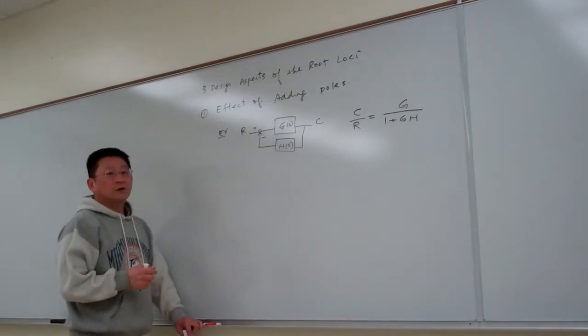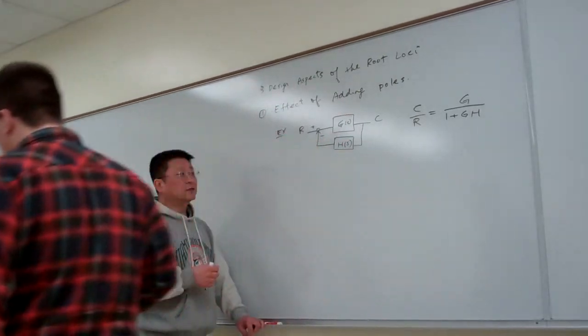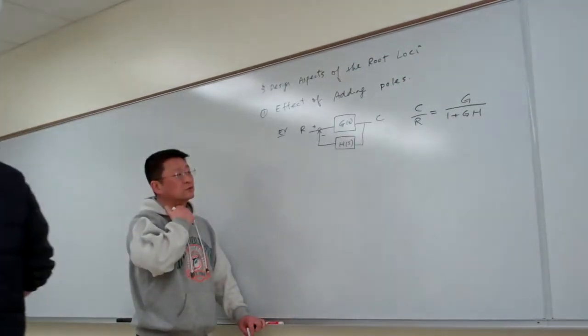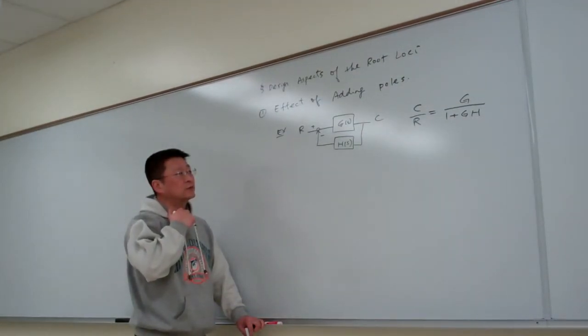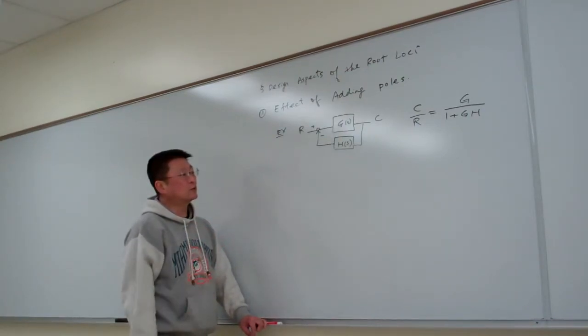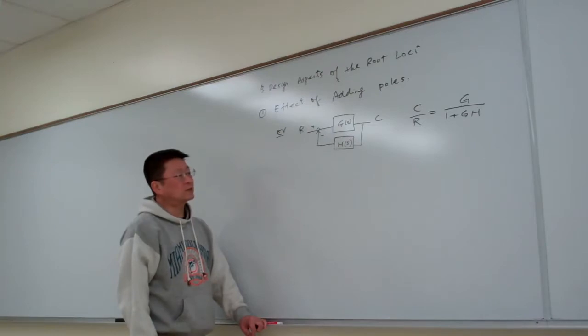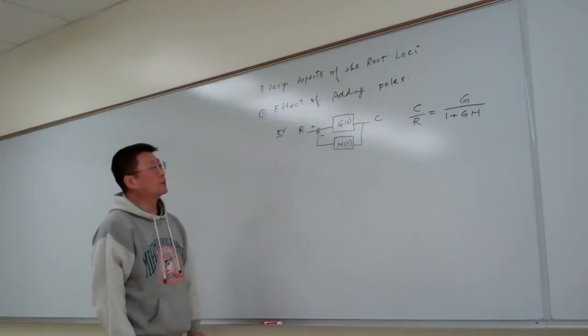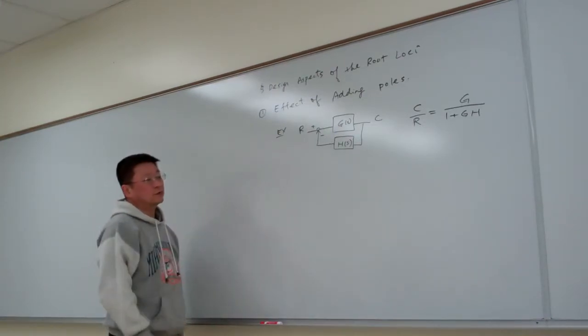Getting to the design portion, I think this will be the second portion of the root locus discussion. We'll take about 2 weeks to go over these design aspects. The first one, we take a look at the effect of adding poles. We can use an example to demonstrate the concept.